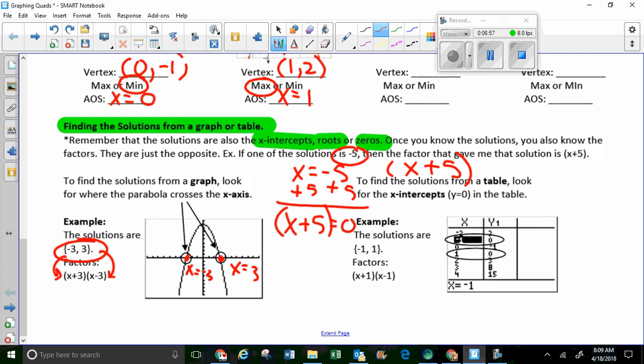You can also tell from a table. Remember that solutions are also called zeros, meaning that y is 0 when you've got a solution. If you think about it, in order to cross the x-axis, what does y have to be? Well, y has to be 0. So if you look at your table, anywhere you've got a y value of 0, there's a solution, or an x-intercept, or a root. Here my two solutions are -1 and 1, so my factors would be the opposite, x plus 1 and x minus 1. It's super important to be able to tell the solutions from a graph and a table.